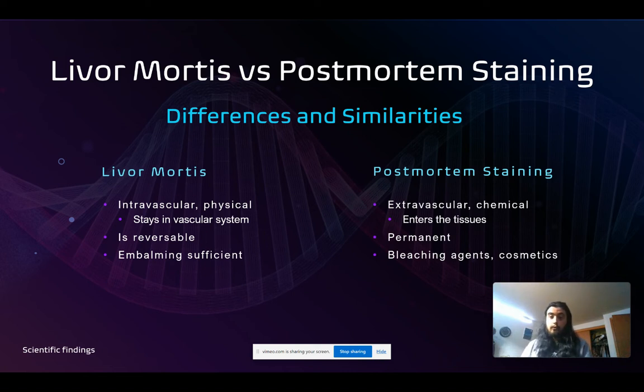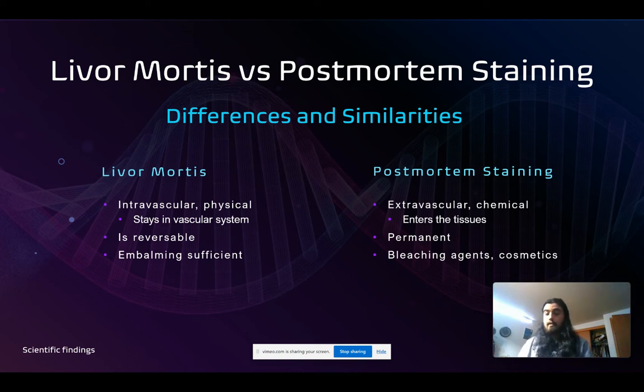On the other hand, we have postmortem staining, which is extravascular. So what that means is at this point, as I displayed in the previous steps, that heme, the blood products, are leaving the actual veins, entering into the tissues, and then permanently staining. So this is a chemical change, and it is permanent.